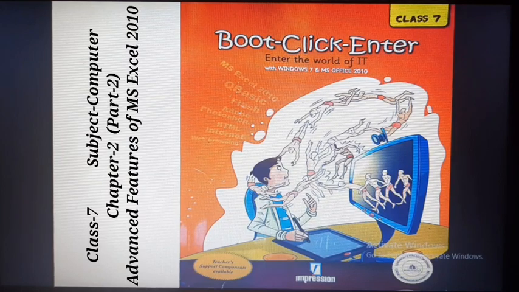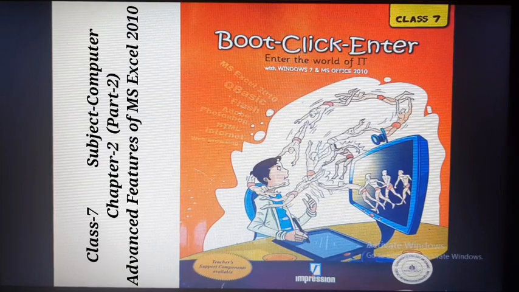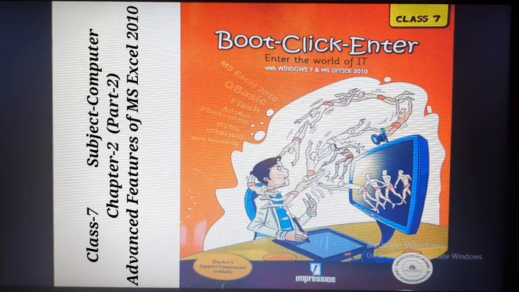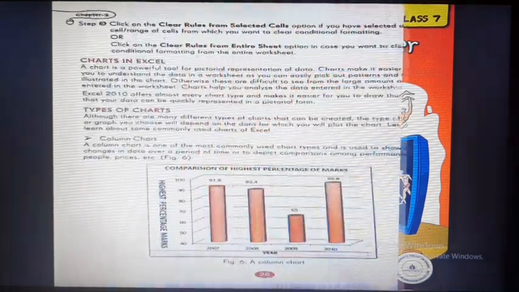Now in the last video class, we have done the filtering of data, then conditional formatting and copying conditional formatting to other cells and clearing or removing conditional formatting. Now this is the second video session class of chapter number 2. Now let's start with the next topic, that is charts in Excel.